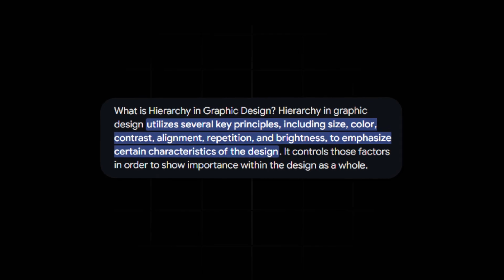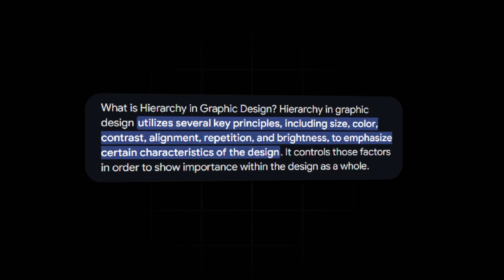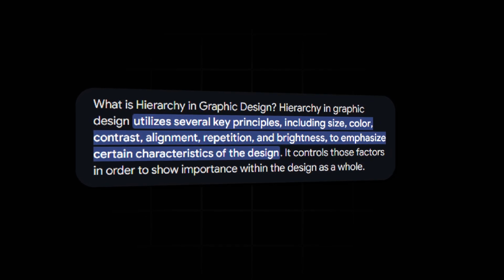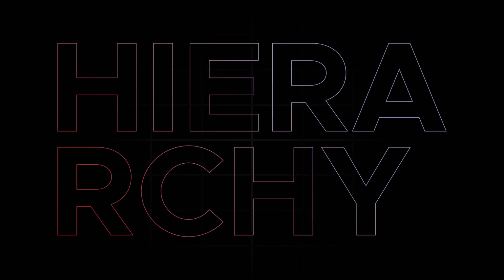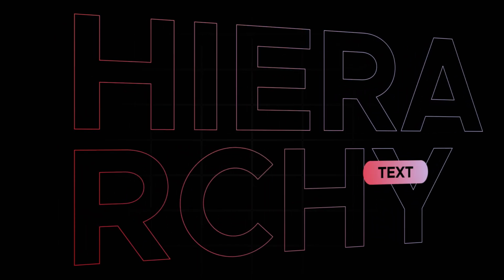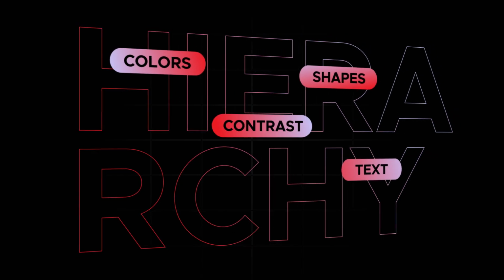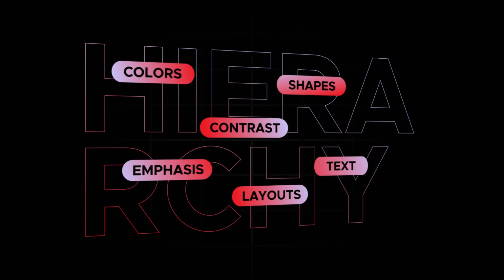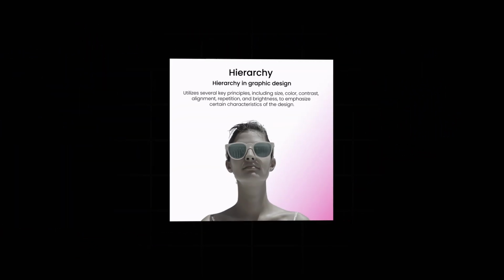I know for a beginner, and for people who are a little confused about how it works visually, that's why I'm going to show you the easiest way to apply it to your designs. Hierarchy is a single principle in design, but it also includes elements like text, colors, shapes, contrast, emphasis, even layouts, and so on. So here we have an example.